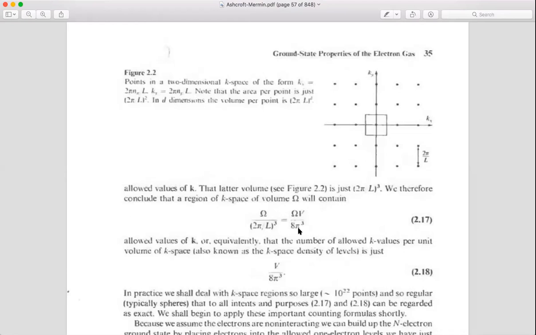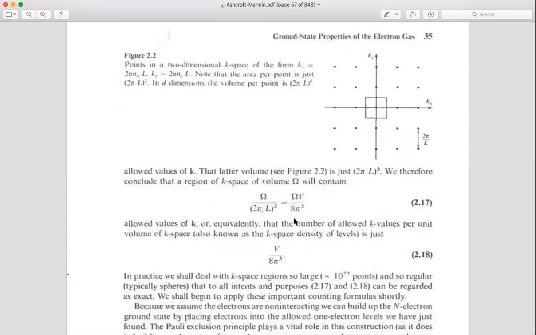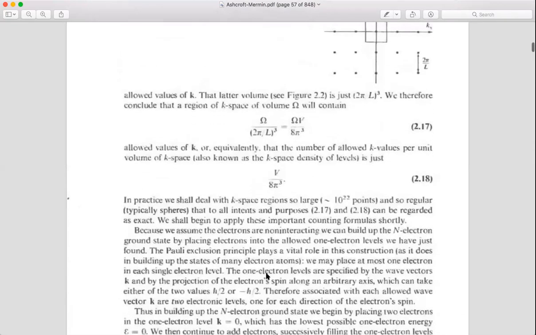This is the number of K points in a volume omega of K space. Remember, I repeat this, omega is the volume in K space, V is the volume in real space, and the number of K points in a volume omega in the K space is this. So if I ask what is the density of K points, that is the number of K points per unit volume in the K space, it would be this number divided by omega, which is V over 8 pi cubed. So that is the density of K points in the K space that we have.